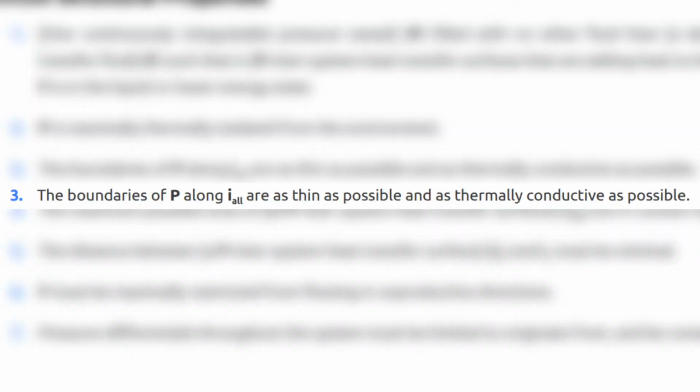In practice, this comes about through things like vacuum insulation and radiation shielding, to ensure that all of that heat is staying inside of the thing that's meant to be collecting the heat, and staying inside of all the heat distribution grid that's moving that heat around. The boundaries of P along I all are as thin as possible and as thermally conductive as possible. So P, by the way, is the continuously integratable pressure vessel, the inner part that actually houses all of the thermal energy.